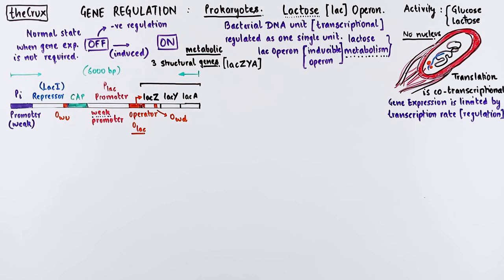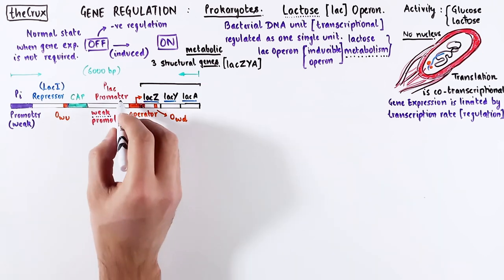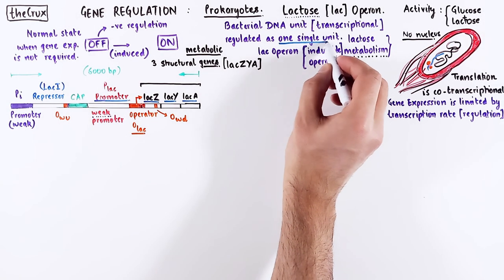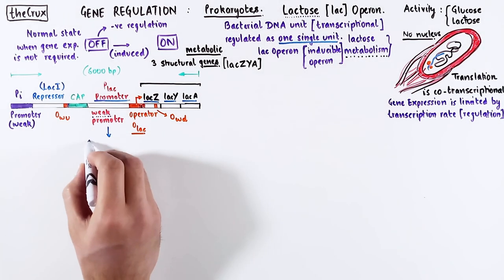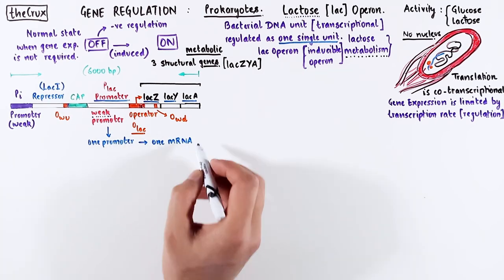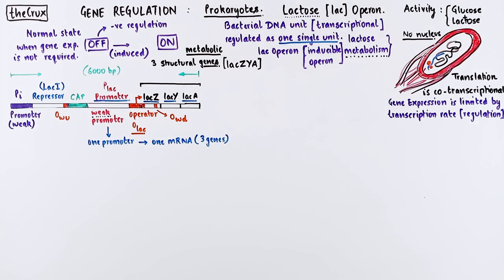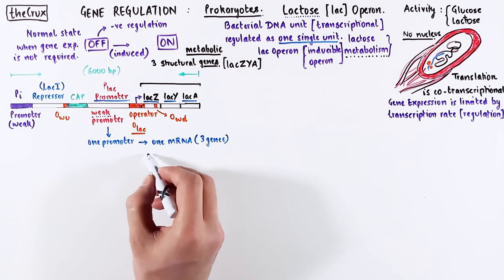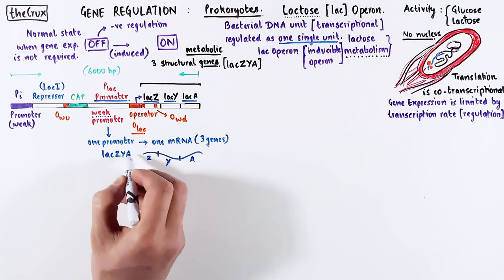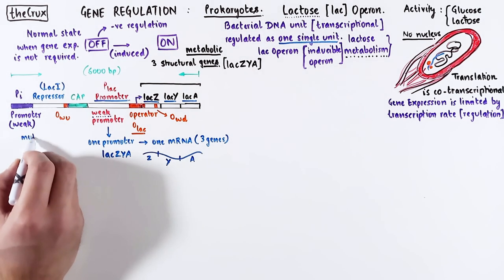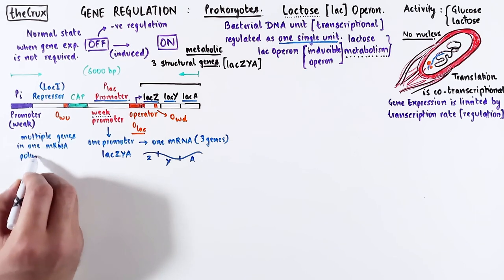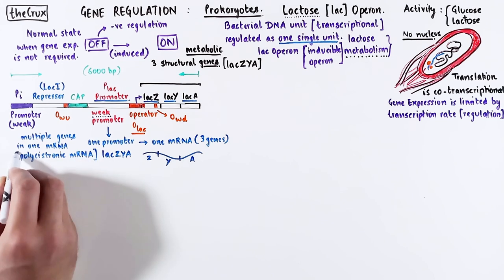Now, one thing to notice here is that there are three metabolic genes, but they have one common promoter, which is why in our definition we said that the regulation occurs as one single unit. So one promoter and three genes. To expand on this idea, you have one promoter that will eventually make one single mRNA. But this mRNA will have three genes, so intuitively, you will have these three genes, Z, Y, and A, on the same mRNA. And this mRNA is called LacZYA mRNA. And these types of mRNA where you have multiple protein-coding genes in one mRNA are called polycistronic mRNAs, where one cistron represents one coding gene.